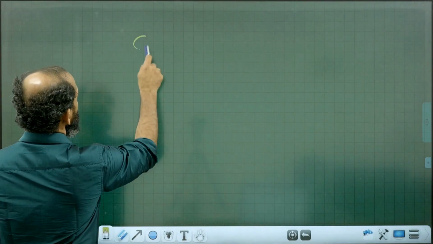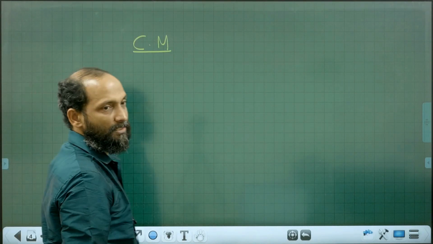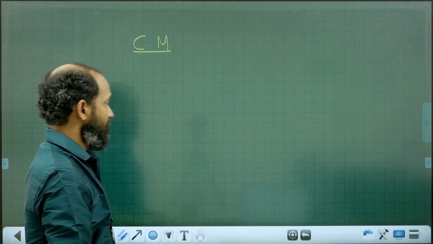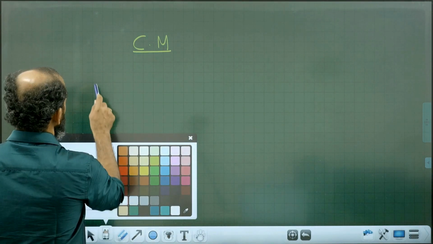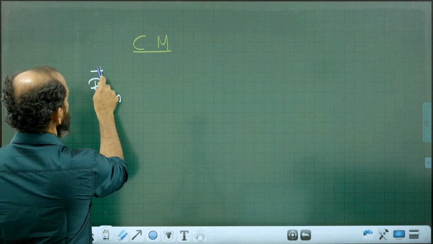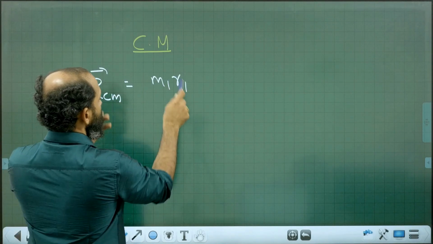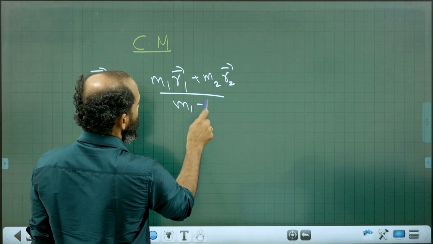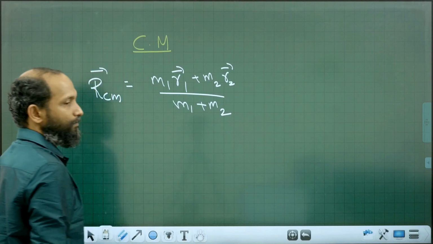What do you mean by center of mass? Center of mass is an imaginary point at which the entire mass of a rigid body is supposed to be concentrated. While learning rigid body dynamics, it is very important to learn about center of mass. Center of mass is defined in Cartesian coordinate system. Position vector of center of mass is equal to m1 r1 plus m2 r2 divided by m1 plus m2.